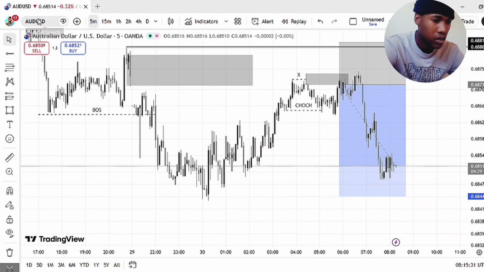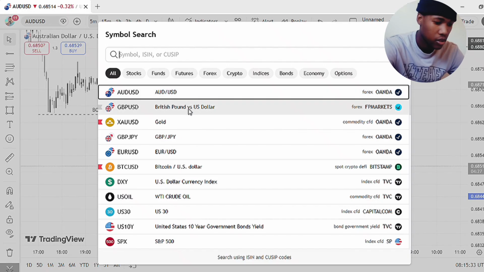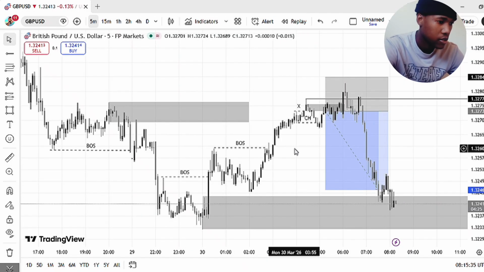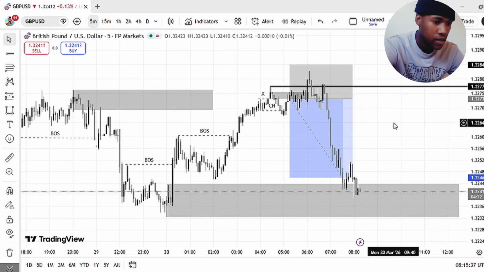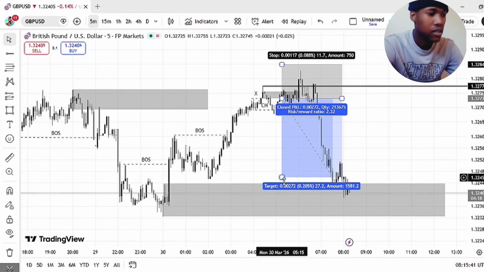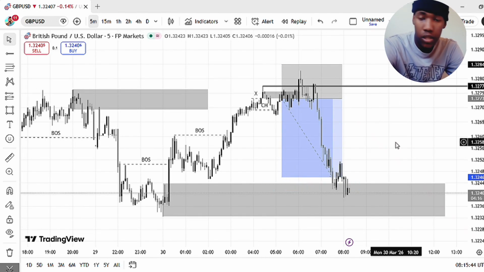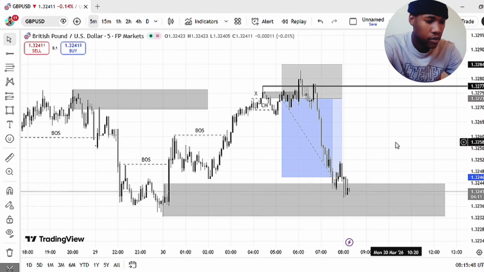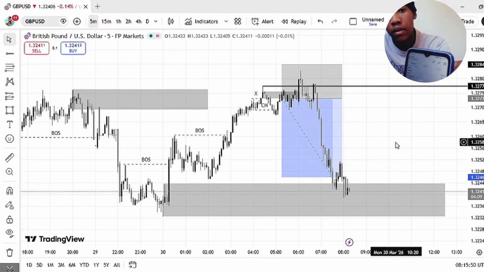It was on GBPUSD right there. This was another trade that I took on GBPUSD, but as you can see on this trade, the market smashed my take profits. This was the trade.